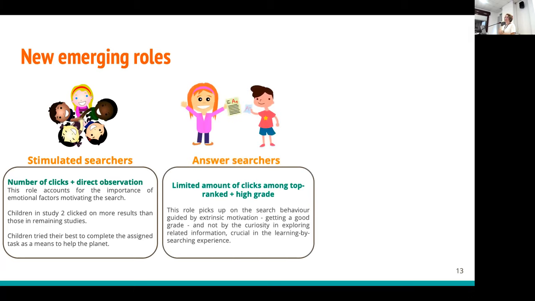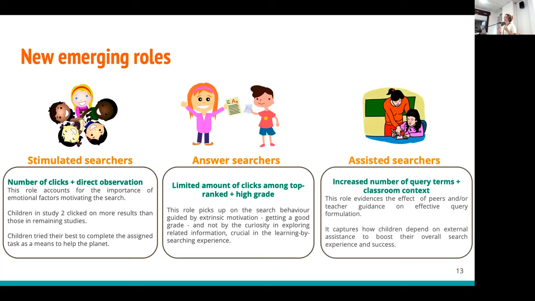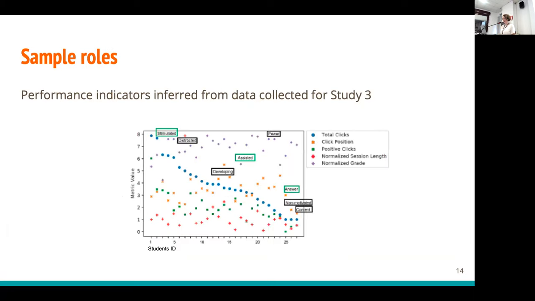The answer searcher, I told you, has extrinsic motivation: I want a good grade, so I do my best to get the result, but I'm not really interested in the topic. And the assisted searcher is the one that sends more queries because it's in the classroom context. So the three added roles are very relevant for us because we want to explore them further.